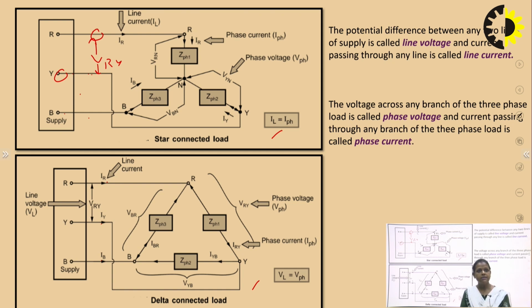And the current passing through any line is called line current. So whatever current is passing through these lines is called line current. So this IR, flowing through this line, is called line current.